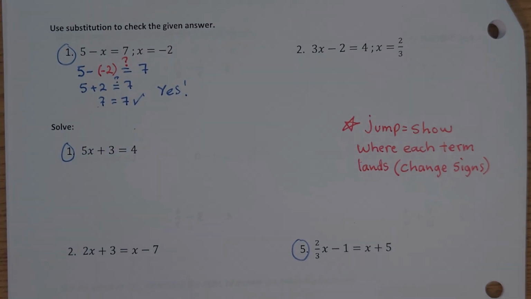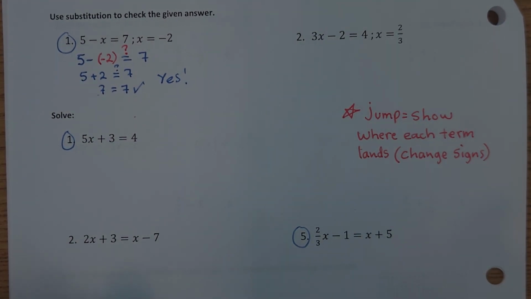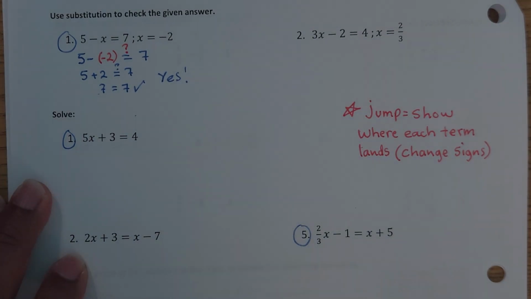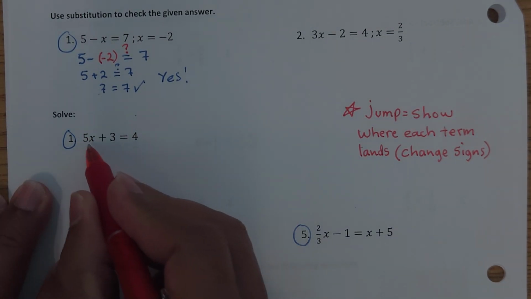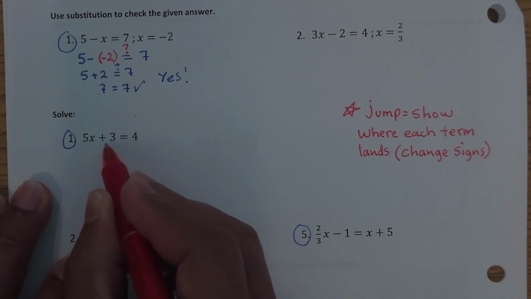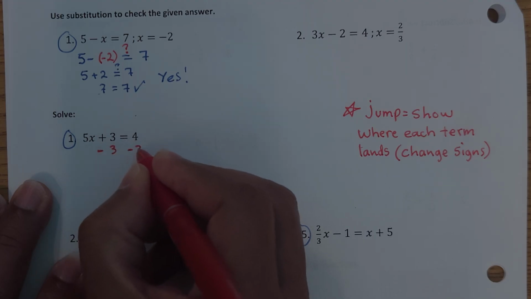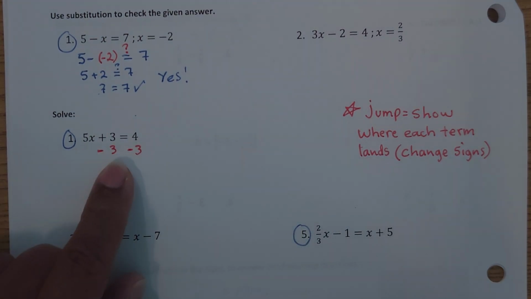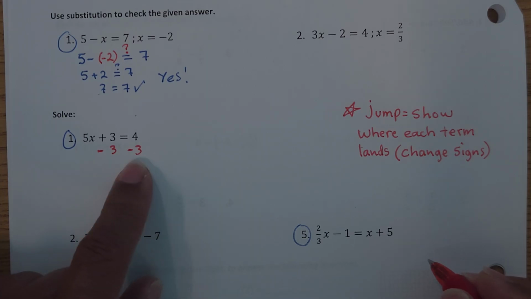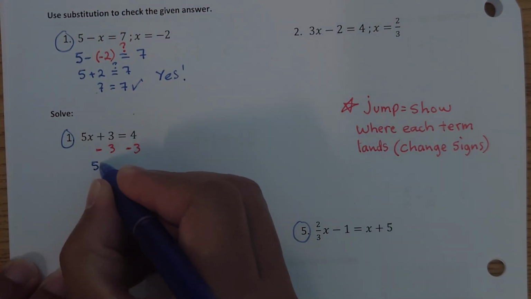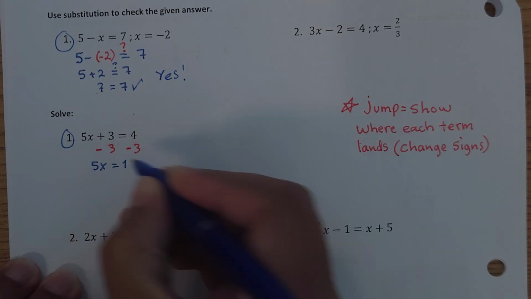So on the next few examples, I'm going to go back to solving. So I'm going to do it the old way you've done it up to this point. That means since we're trying to get the 5x by itself first, we're going to subtract that 3. So I'm going to subtract that 3 from this side and also from this side, because that's what you need to do in algebra. What you do to one side of the equal sign, you do to the other. So then that gives me 5x is equal to 4 minus 3, which is 1.